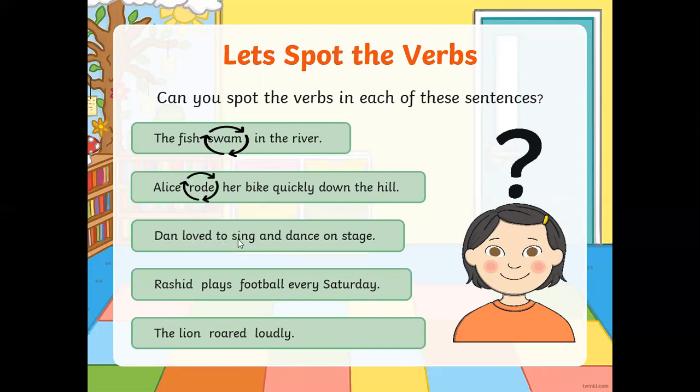Dan loved to sing and dance on stage. What did Dan love to do? Amazing. Sing and dance. Good job, class. Number four, Rashid plays football every Saturday. What does Rashid do every Saturday? Great job. Plays is our verb. The lion roared loudly. What did the lion do? Yes, he roared loudly. So, roared is our verb there. Let's move on to some more sentences, class.